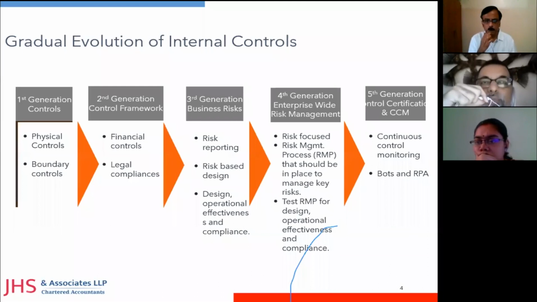So the subject of internal controls has evolved over the last 100 years. Every 15 to 20 years, we see a tectonic shift on the subject of internal controls, which started off from physical controls to now the latest form of internal controls, which is continuous control monitoring. Internal financial controls are a subset of these internal controls.